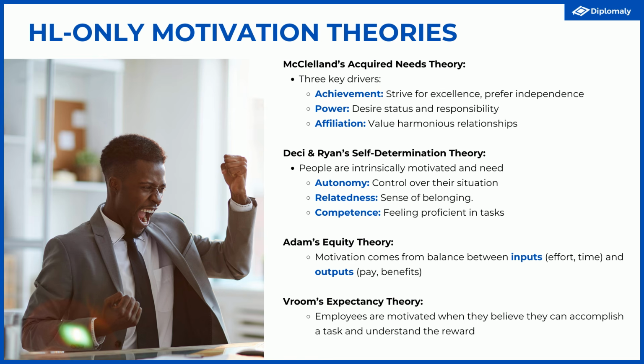Finally, Vroom's expectancy theory focuses on the idea that employees will only be motivated if they feel they can accomplish their task, and if they know what they want from their outcome. Now here, most students find Adams' equity theory and Maslow's theory that we learned about earlier in this video to be the easiest to apply in an exam, with many finding Vroom's theory to be the most difficult.